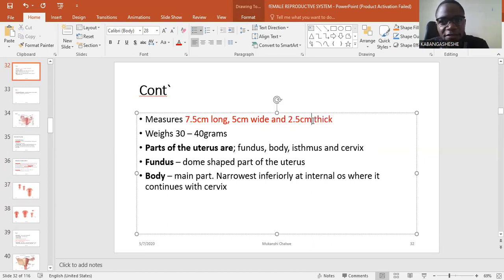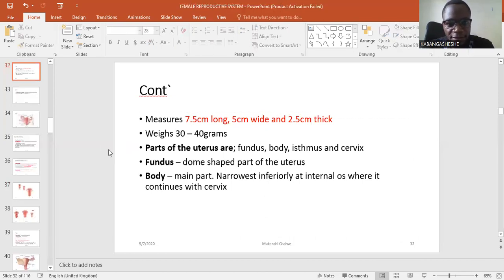Think of a fetus which is ranging about 45 to 50 centimeters long. That's quite robust as compared to the size of the uterus when it doesn't have the fetus. So at birth, the fetus measures around that length, 45 to 50. That's quite long.